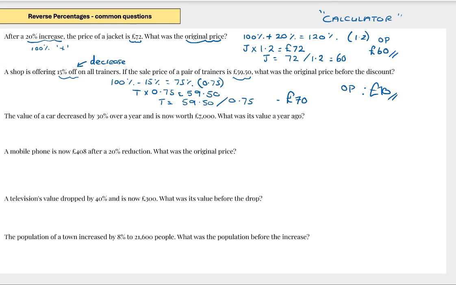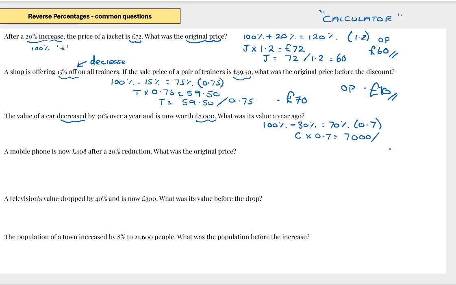Next one, the value of a car decreased by 30% over a year and is now worth £7,000. What was its value a year ago? It's a decrease. So we know what we've got to sort out first. 100% subtract 30% equals 70%. We're going to put that as a decimal, which is 0.7. We're going to call it C for car. C times 0.7 equals £7,000.